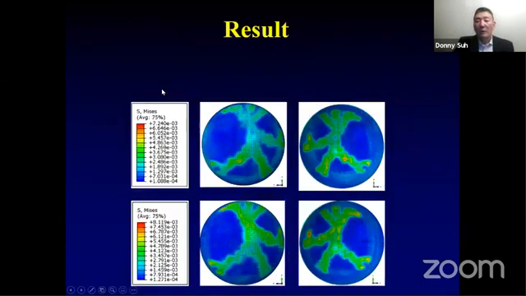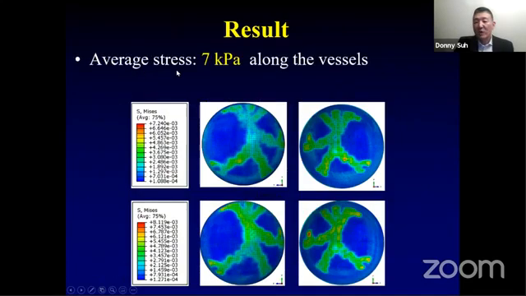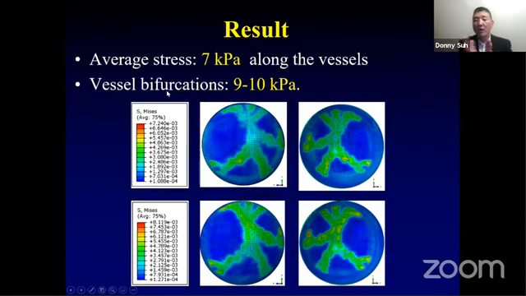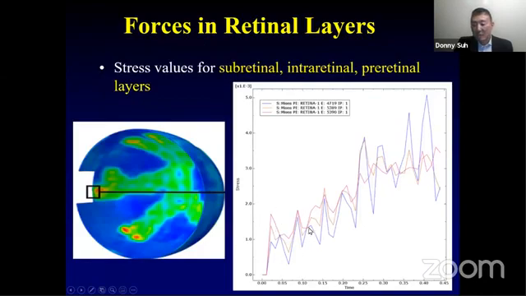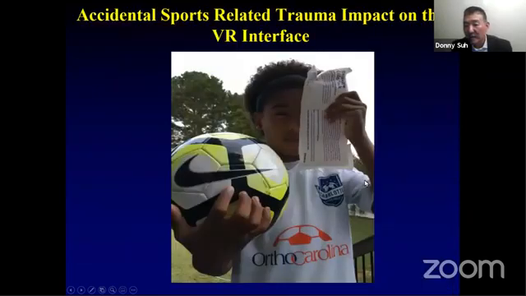And what we found was that the average stress along the vessel was about 7 kilopascal. And wherever there was a bifurcation, because there's an additional adhesion of the vitreous to the vessels, that force increased to 9 to 10 kilopascal. Then we also looked at the forces in various retinal layers, and we found that it was pretty similar in all 3 layers, and not statistically significant.